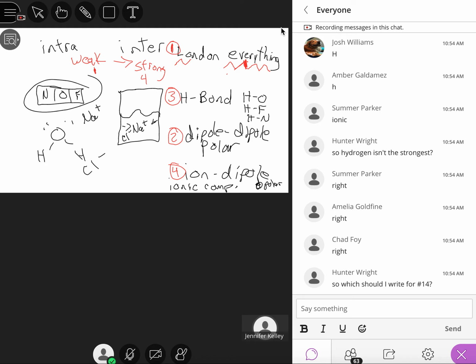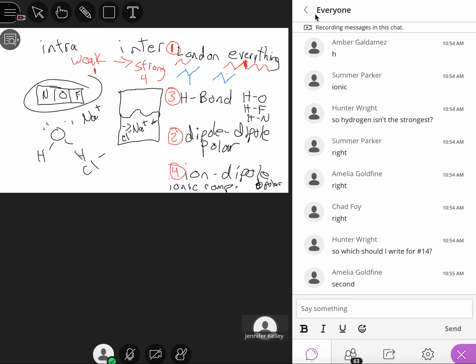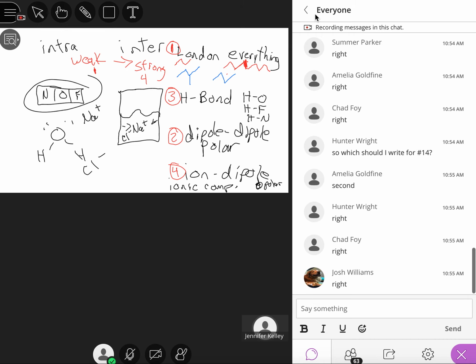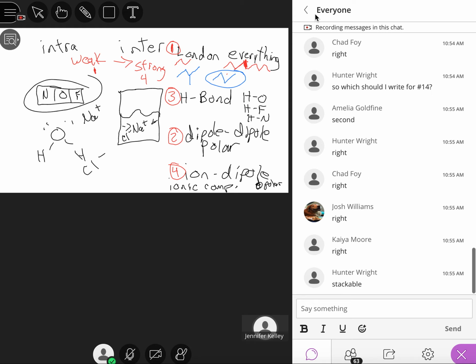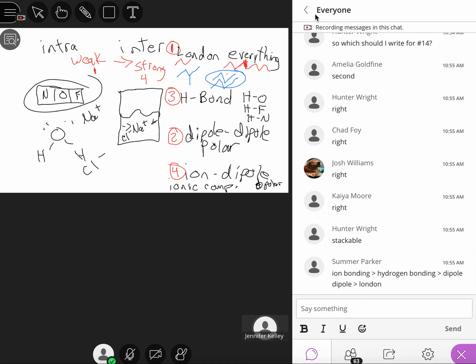And what about this one? If I have this one, or I have this one, which one's going to be better? The one on the left or the one on the right? Correct, the second one. This one is better because it's more stackable. So if it's more stackable, there's going to be more surface area touching, allowing for those temporary dipoles to be forming constantly, and there will be more of them forming, so it will be stronger.